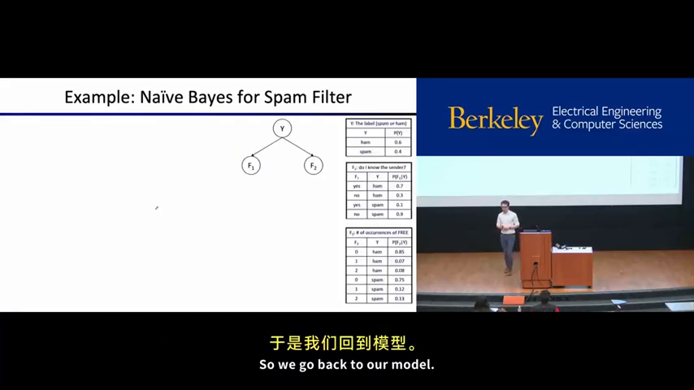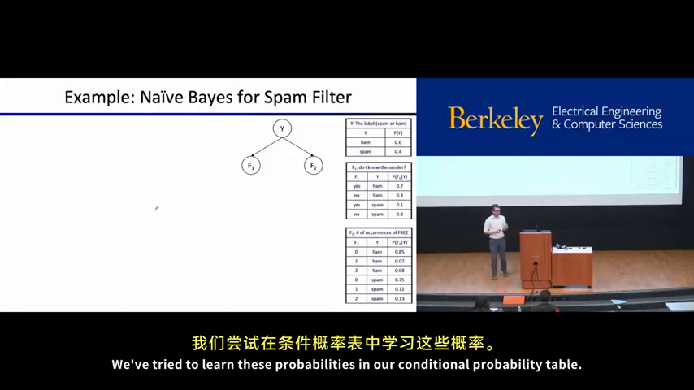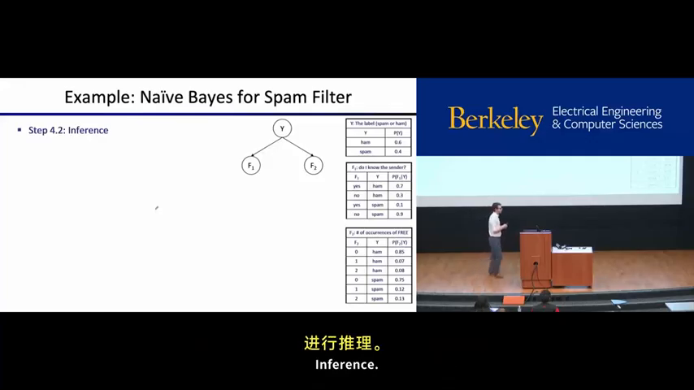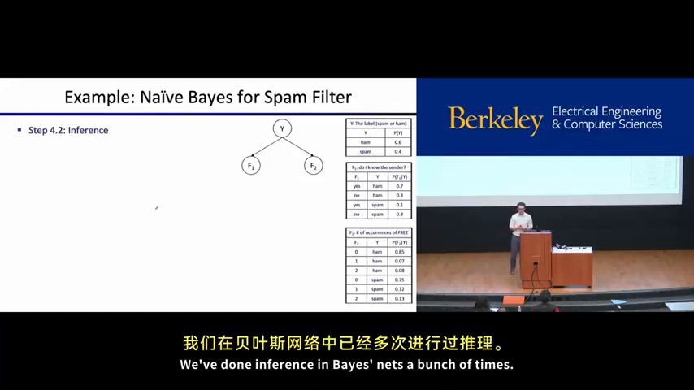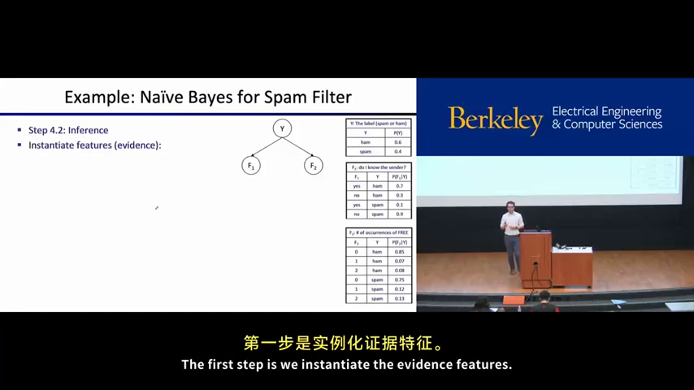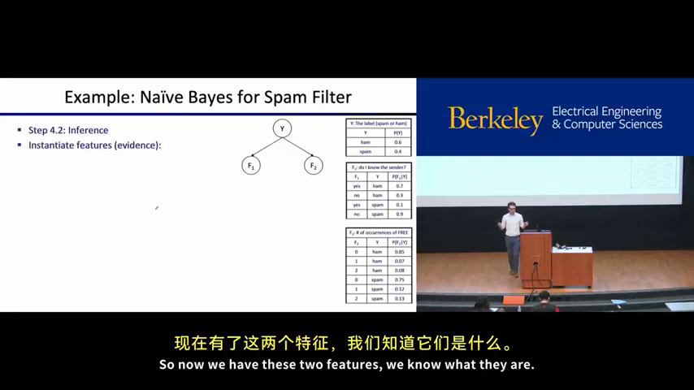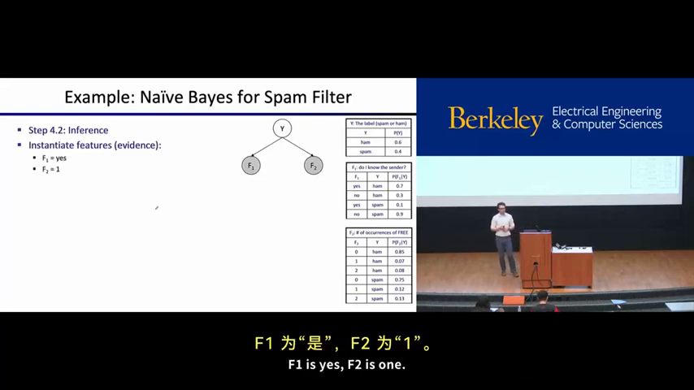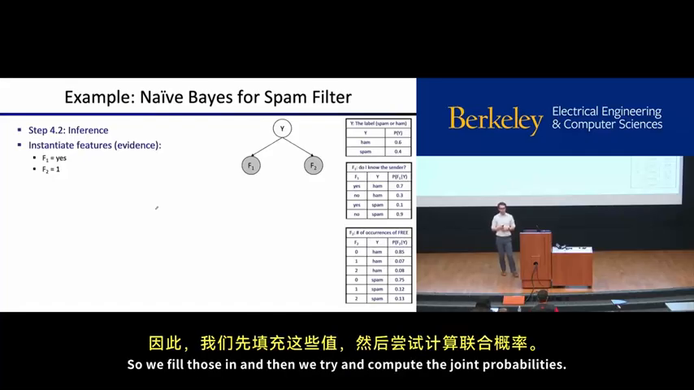So we go back to our model. We've tried to learn these probabilities in our conditional probability table. Okay, and now what are we going to do? Inference. We've done inference in Bayes nets a bunch of times. The first step is we instantiate the evidence features, right? So now we have these two features. We know what they are. F1 is yes. F2 is 1. So we fill those in.